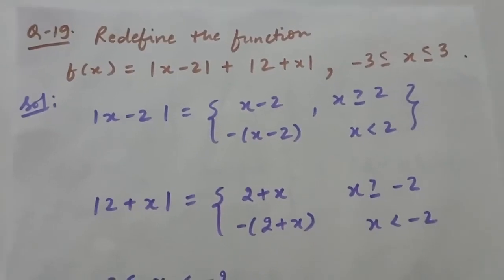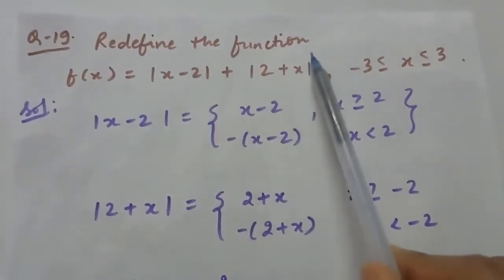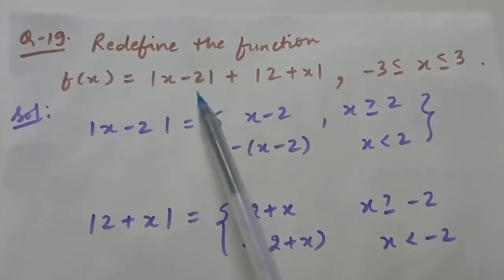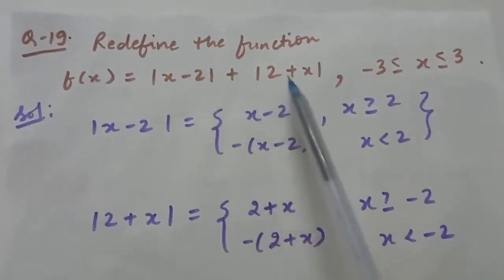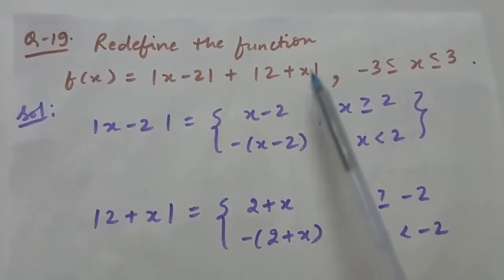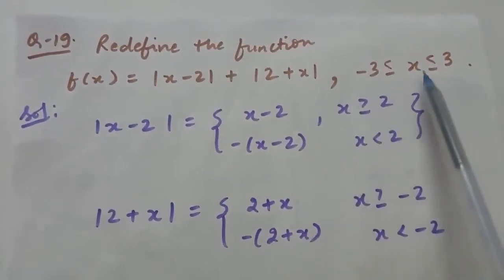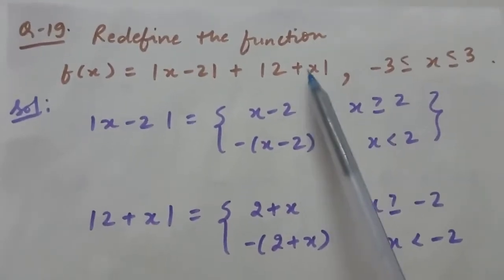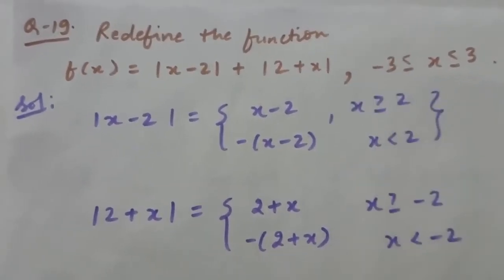Now question number 19, redefine the function f(x) = |x - 2| + |2 + x| in the range given, x from -3 to 3. So we have to define this function f(x) in this range.